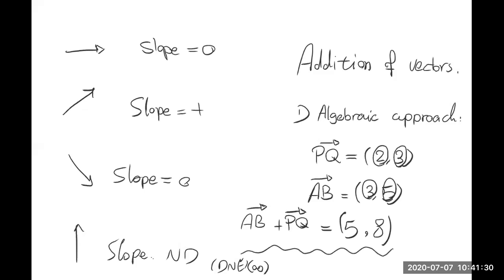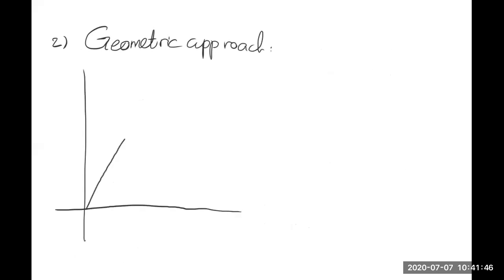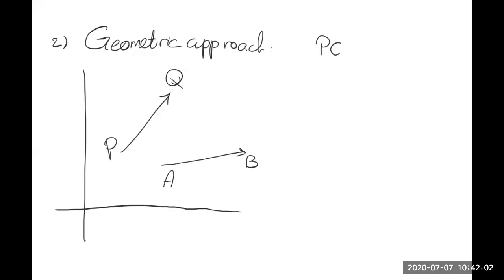As simple as that. But there is another approach, which is the geometric approach. Okay, say we have two vectors. This is one vector, PQ. This is another vector, AB. And I want to add PQ to AB. I want to see what is the sum of PQ and AB.